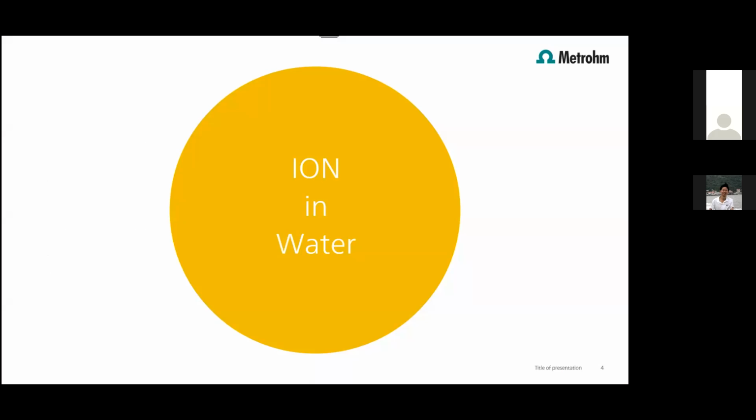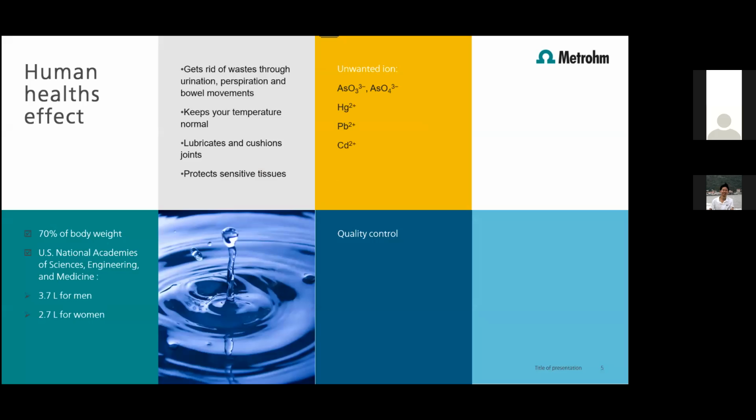So there are many states of ions, but I will focus on water to illustrate the pros and cons of ions that affect human health. The key fact about water is that it covers 17% of the human body. According to the US National Academies of Science, Engineering, and Medicine, the daily intake of water for men is 3.7 liters, and for women is 2.7 liters.